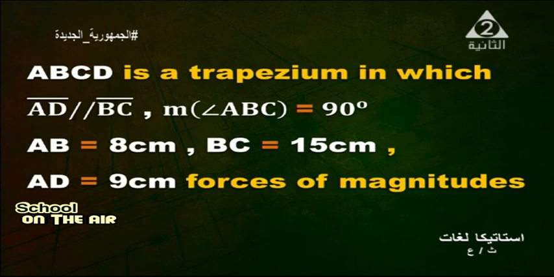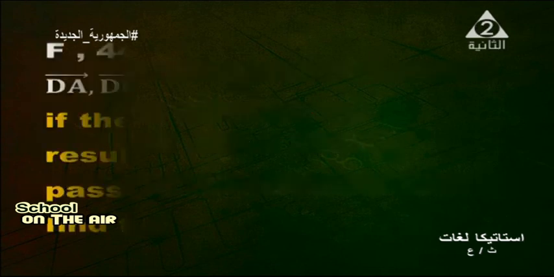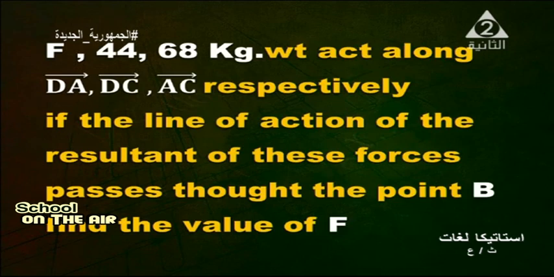ABCD is a trapezium or trapezoid in which AD is parallel to BC. Measure of angle ABC equals 90 degrees. AB equals 8 centimeter, BC 15 centimeter, AD 9 centimeter. Forces of magnitudes F, 44, 68 kilogram weight act along the DA direction, DC ray, AC ray respectively. If the line of action of the resultant of these forces passes through the point B, find the value of F.